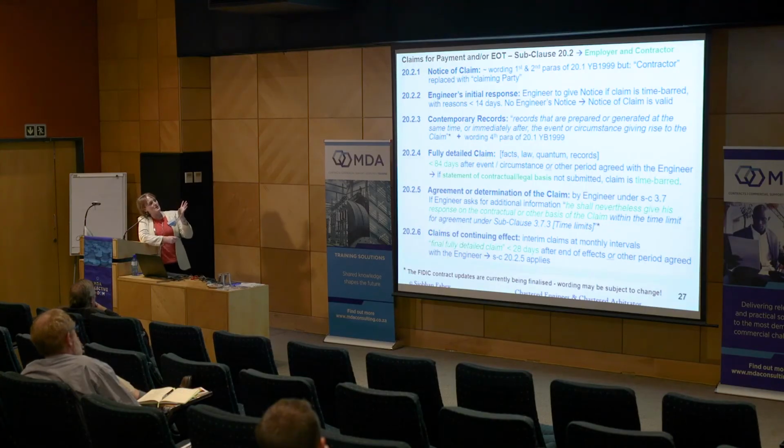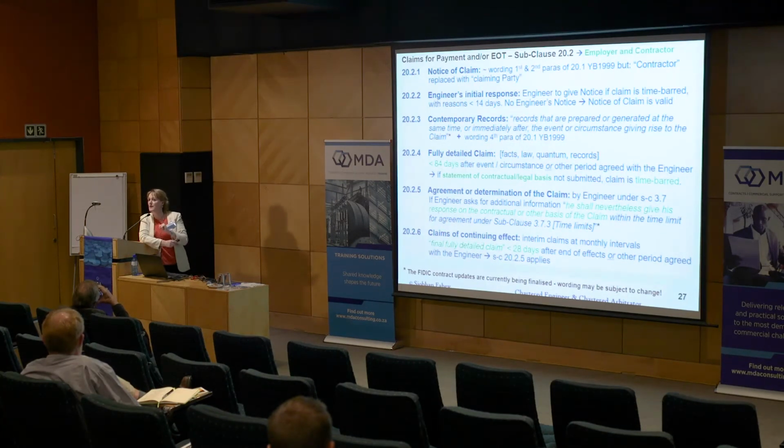So we've tried to build that sort of concept into this idea of notice of claim. And essentially it is the wording of the first and second paragraphs of the Yellow Book. And then we have this idea of initial response. I don't have to talk about that because Ewan did such a great job of telling you all about it this morning. If the engineer gives no notice that it's time barred, it's deemed to be not time barred. Okay, that's fairly straightforward. We also realise the importance of contemporary records, not just for the engineer, but for DAB members and arbitrators after that.